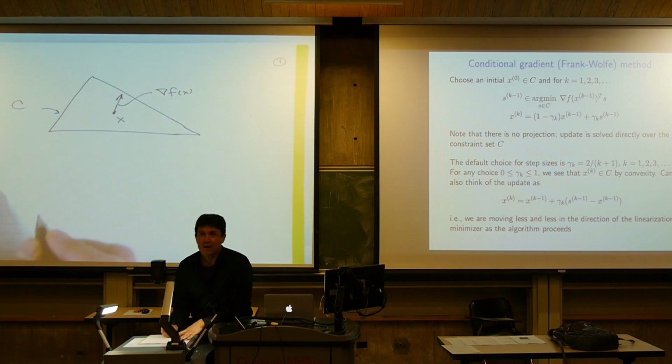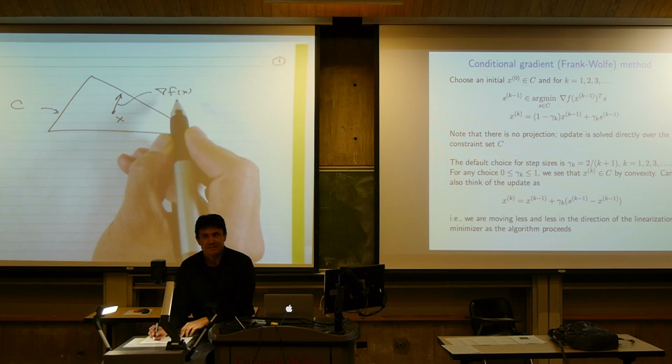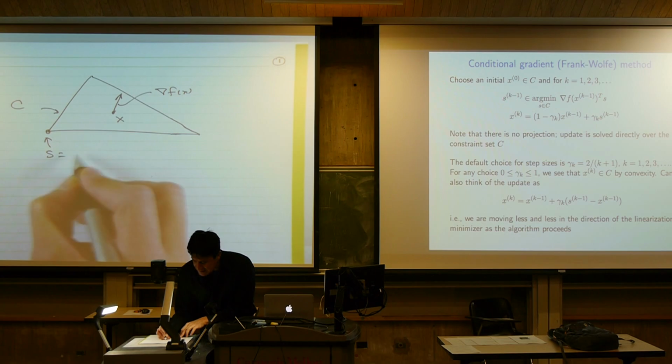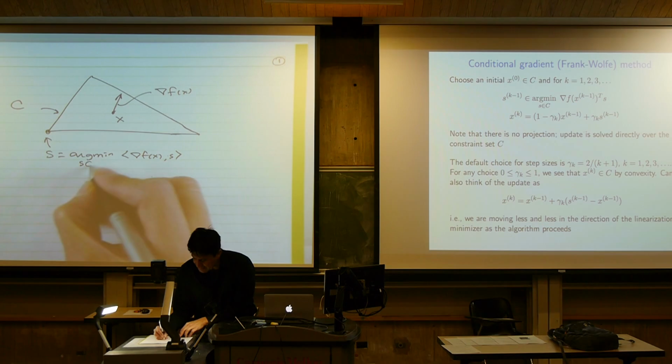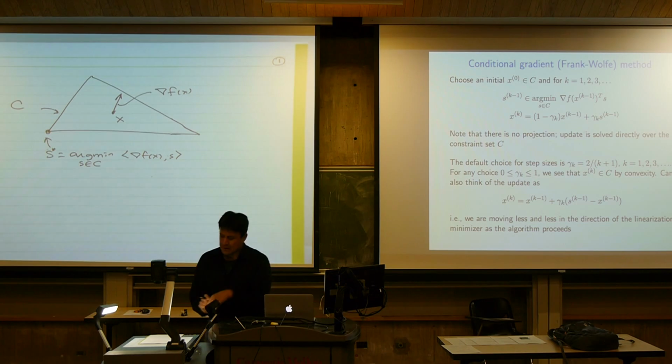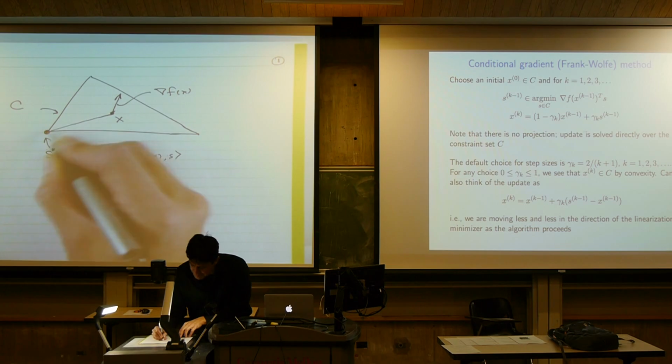So what the algorithm does is find the point in C that minimizes the product of the gradient of f with that point. So this would be s, the argmin of gradient f of x times s, over s in C. So this would be, if you want, my s star. And the conditional gradient is that after I identify this point, then we move towards that point.